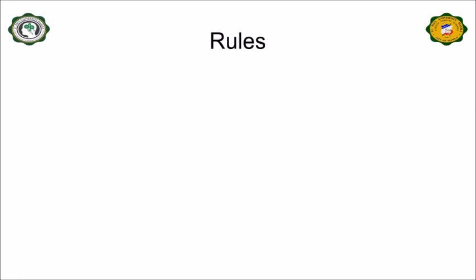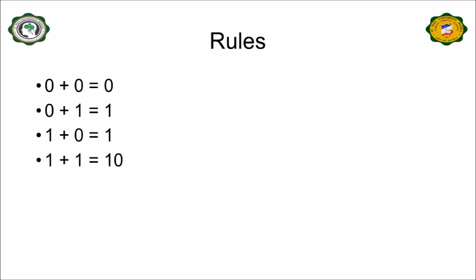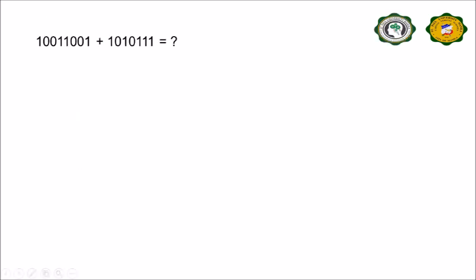Binary addition. In binary addition, the rules are 0 plus 0 equals 0, 0 plus 1 equals 1, 1 plus 0 equals 1, and 1 plus 1 equals 10. In this example, you have to add 1001 1001 to 101 0111.